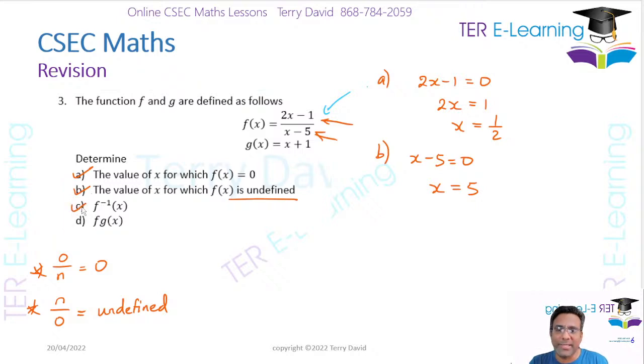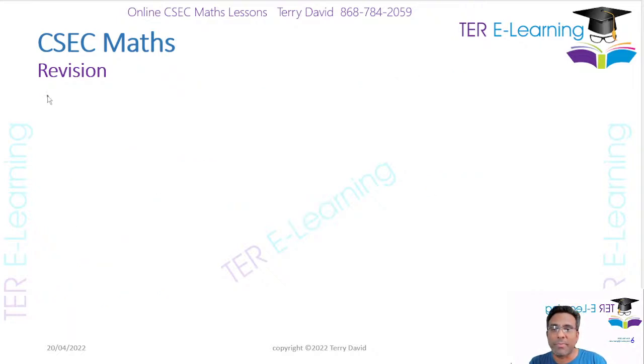Right, part C now, right? Part C is one of those questions that can be tricky as well. So pay attention to this one. This is the hardest inverse you can be given in the exam, right? So part C.